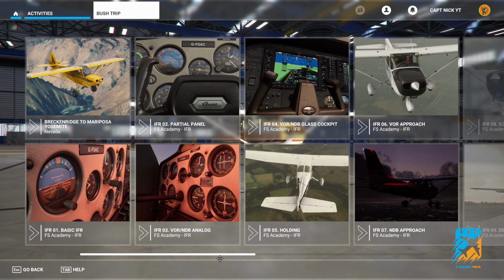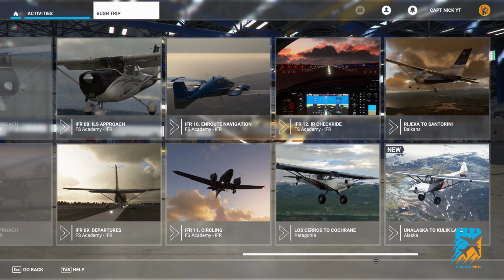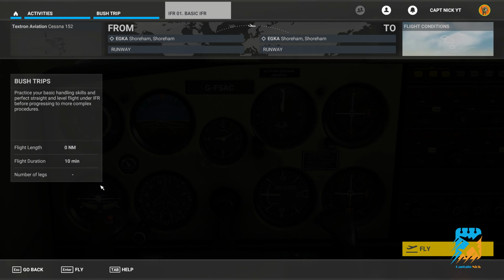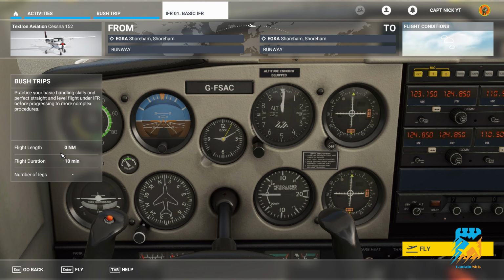And here we have all 12 of the different lessons, starting with basic IFR and moving your way up. So we'll take a quick peek at the basic IFR one, because I don't want to give too much away since this is a paid add-on. But as you see, it says we're going to practice some basic handling skills, perfect straight and level flight, progressing to more complex procedures. We hit the fly.